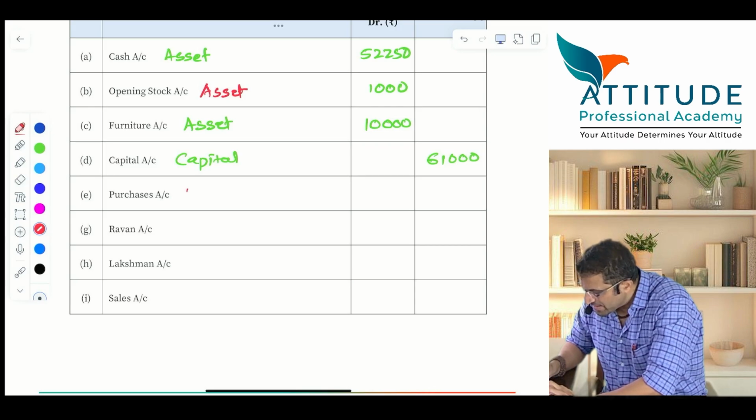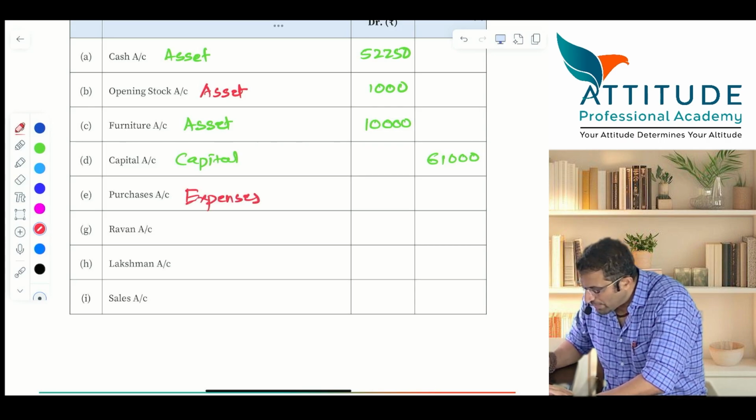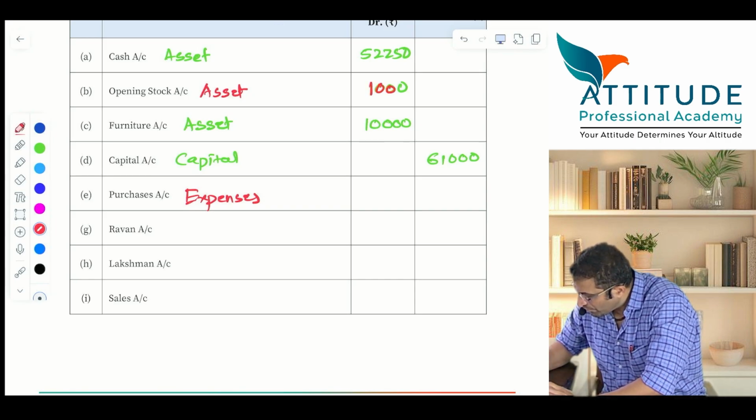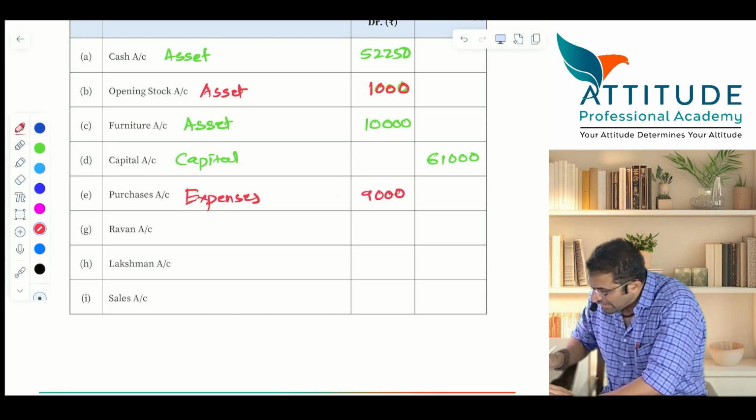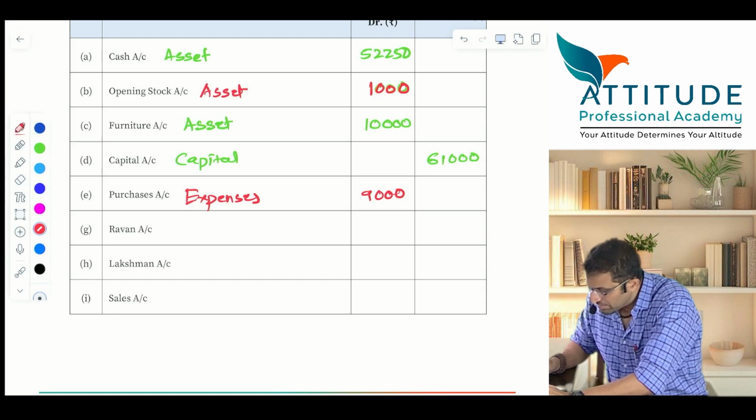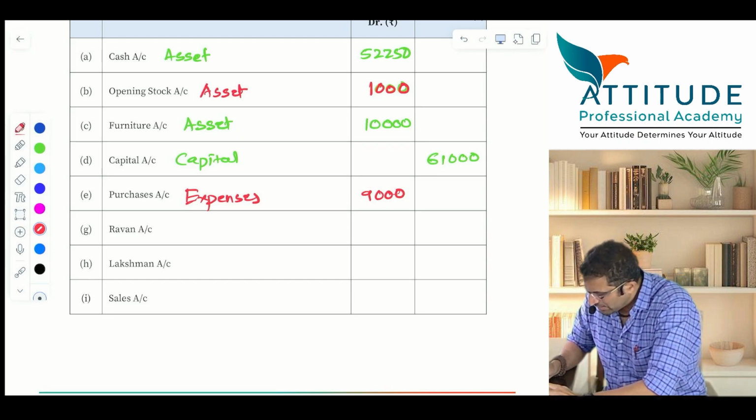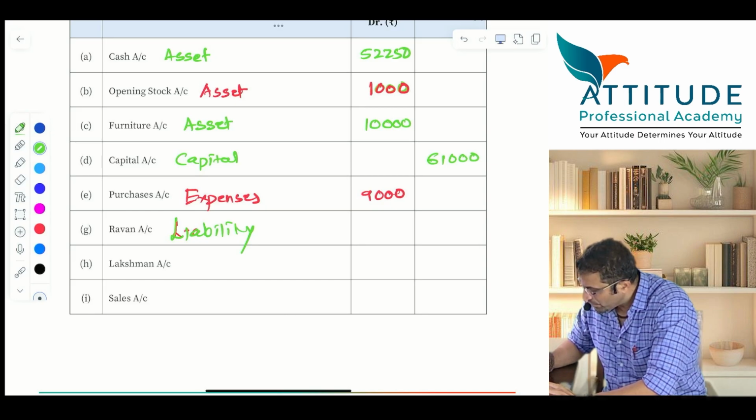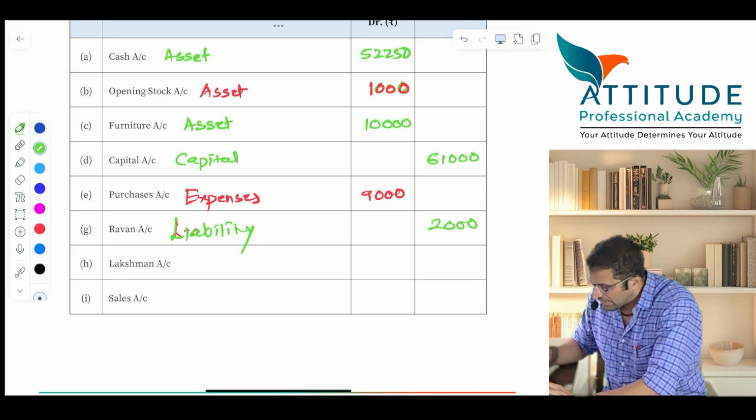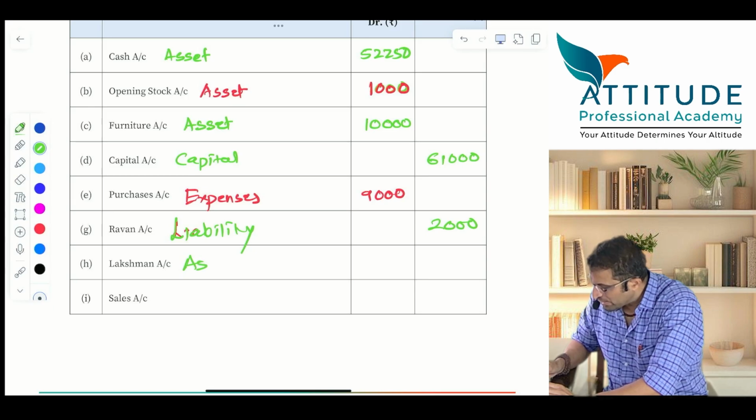Purchase is an expense. Expenses. Correct? Expenses will show what balance? Kitna? Next, Ravan. Now Ravan is showing what balance here? Ravan is showing a credit balance, no? So it's a liability. Liability. Kitna? How much is the balance, sir? 2000. Lakshman, it is showing a debit balance.